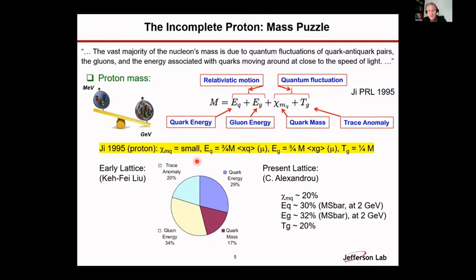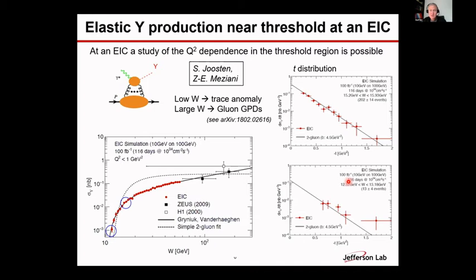And at that time, Ji postulated that, okay, the quark mass is small, and he found that the trace anomaly contributes about a quarter, and the quark and the gluon energy are about equal, about 3/4 if the quark mass is small. Early lattice calculations did this kind of pie chart, and even if you go very recent, Konstantinos Orginos, if you look at the numbers here, what they calculated is actually very close to this pie chart. So this is roughly what you see. And again, the 20% of the anomaly is not too far off from what Ji had at that time. Now, what does an EIC contribute there?